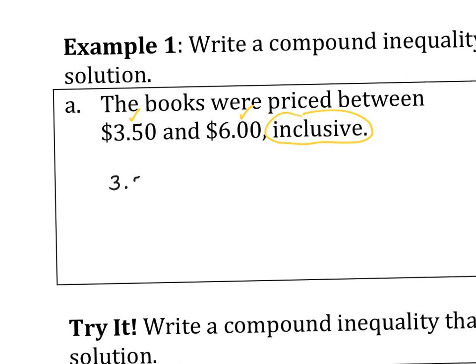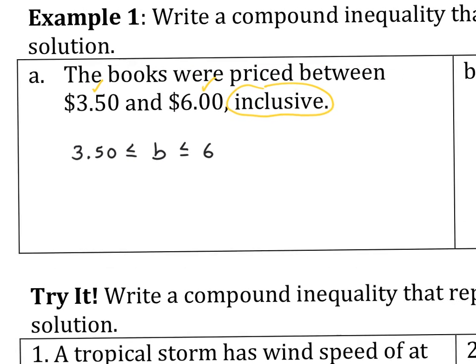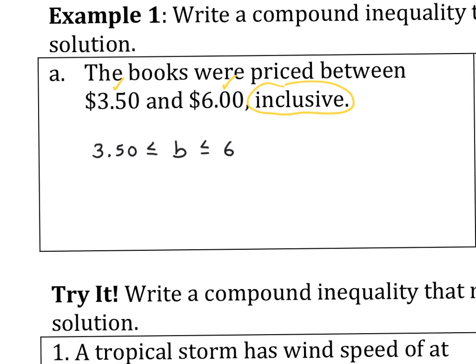So $3.50 less than or equal to B, I'll say B for book price, but you could have said P for price or C for cost, less than or equal to 6. And I don't need a decimal on this one if we're just going pure math. So how do we graph this? That's the nice thing. Graphing is the same as we did before with the open and closed points and shading.